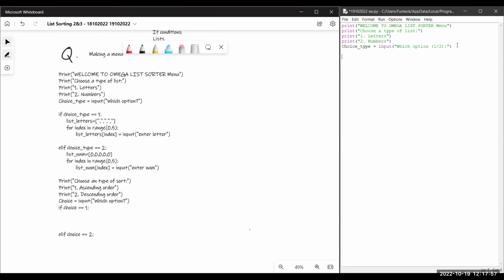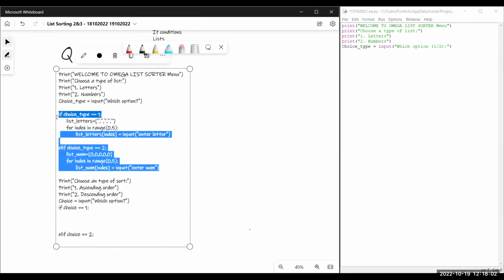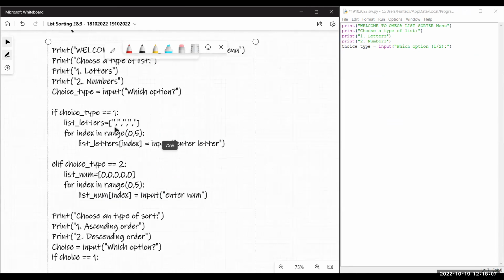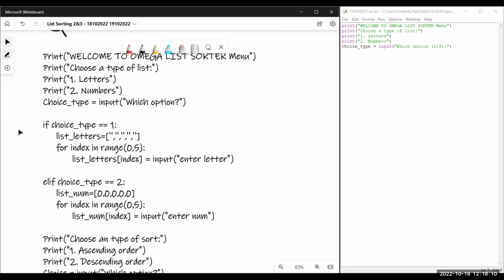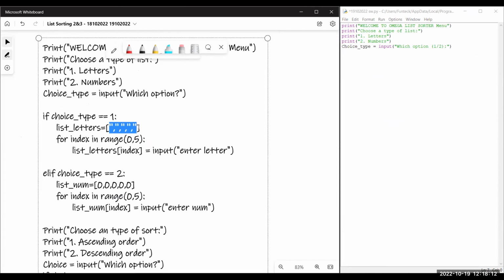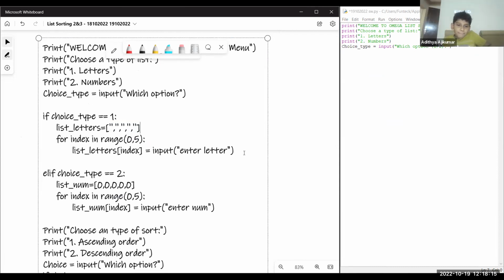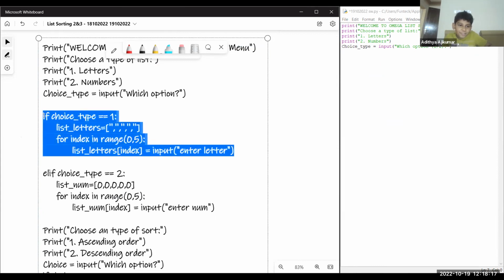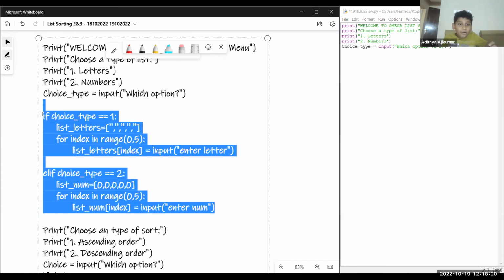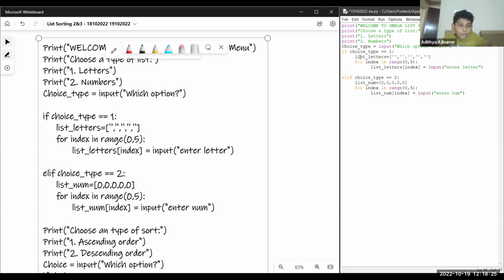The next thing is, after I've taken the choice, I have to enter some numbers. Let's start from here. Now my job is, if he chooses the first type, letters, then I'll have a list letters with 5 empty. I got the choice equals input and everything correct, but I didn't know what to put for the index in range.